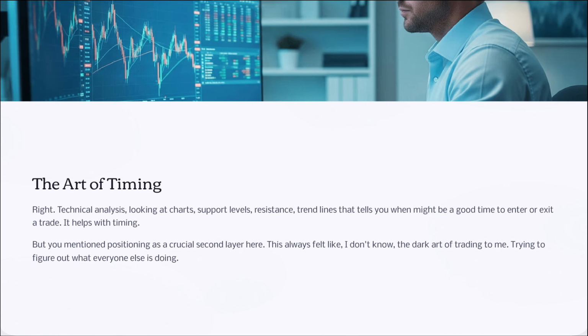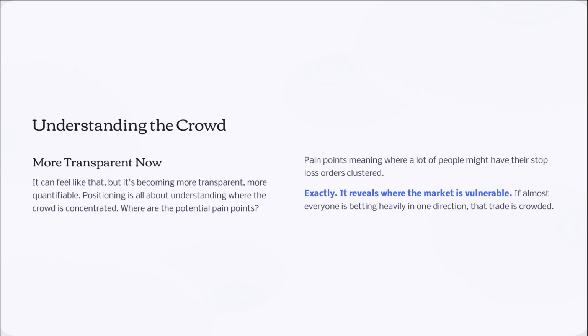This always felt like, I don't know, the dark art of trading to me, trying to figure out what everyone else is doing. It can feel like that, but it's becoming more transparent, more quantifiable. Positioning is all about understanding where the crowd is concentrated, where are the potential pain points. Pain points, meaning where a lot of people might have their stop-loss orders clustered. Exactly. It reveals where the market is vulnerable. If almost everyone is betting heavily in one direction, that trade is crowded.